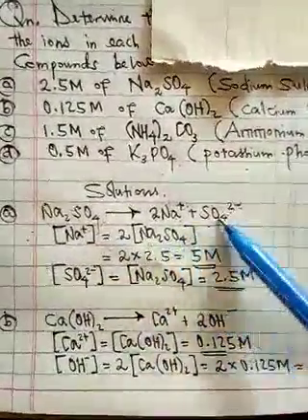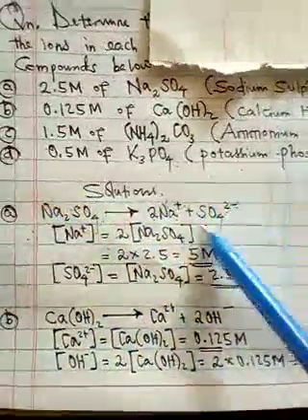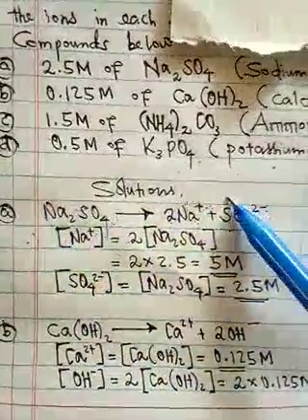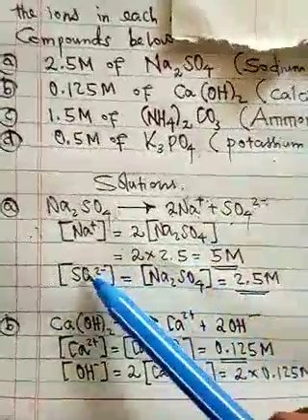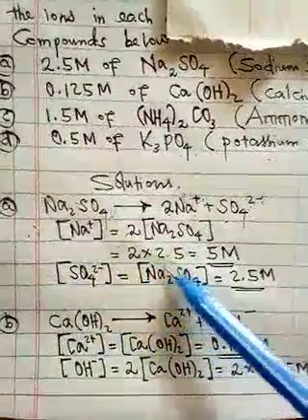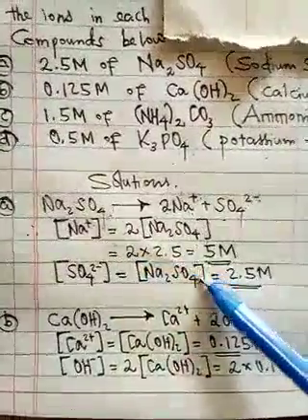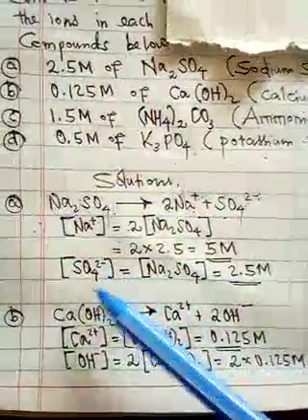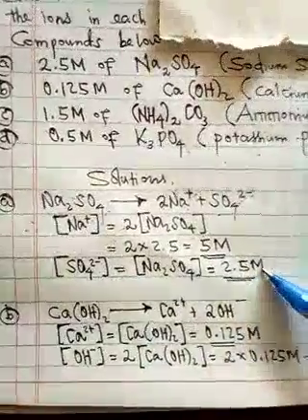If you look at the mole ratio between the sodium sulfate and the sulfate, you're going to see that they are having a 1-to-1 mole ratio, which means that the molarity of the sulfate ions is equal to the molarity of the sodium sulfate. And having given the molarity of the sodium sulfate, which is 2.5, then it means that the molarity of the sulfate ions is also going to be 2.5 molar.